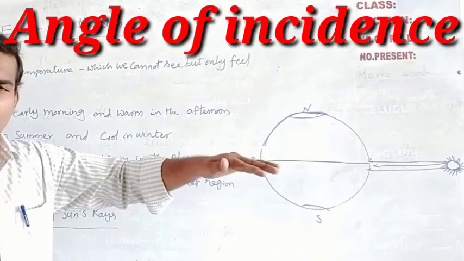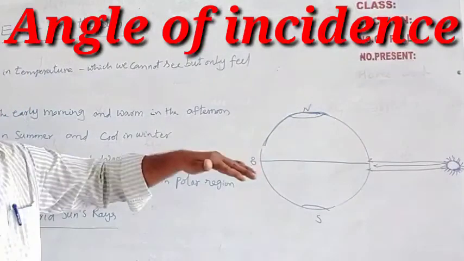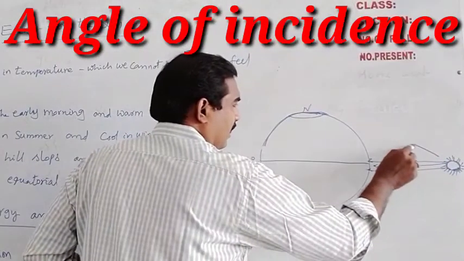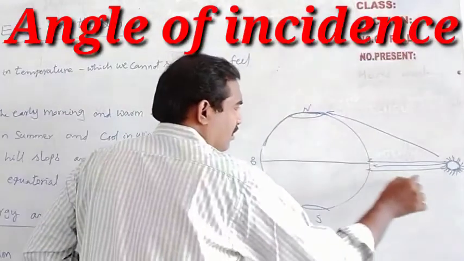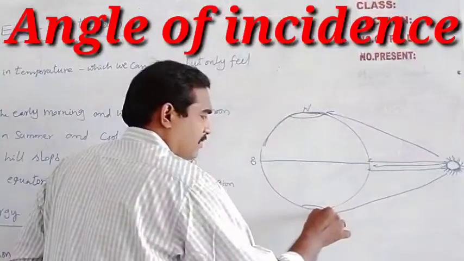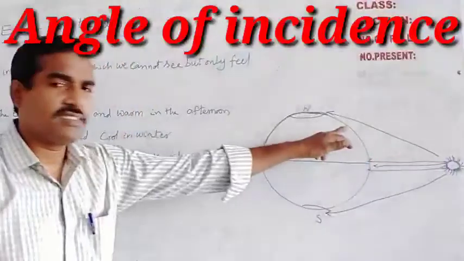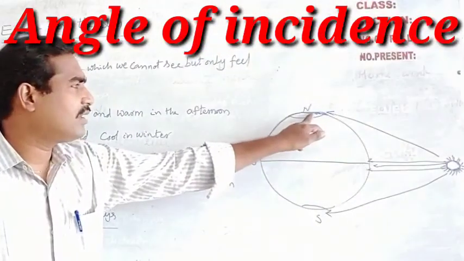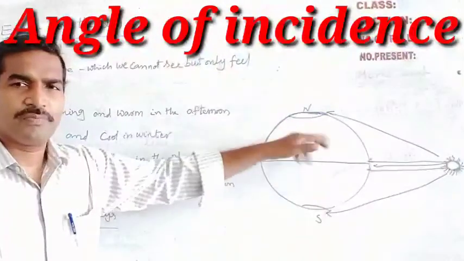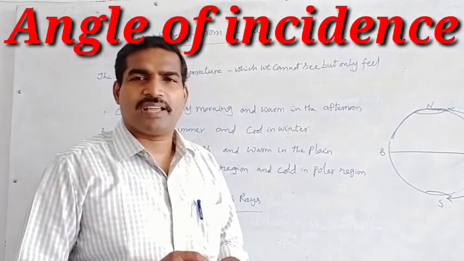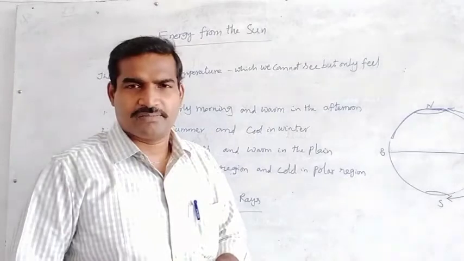When the angle of incidence is low, the temperature is low. What is that angle? Angle of incidence means, see, the sun rays falling on the North Pole and South Pole fall slantingly. That's why cold climate conditions are there.